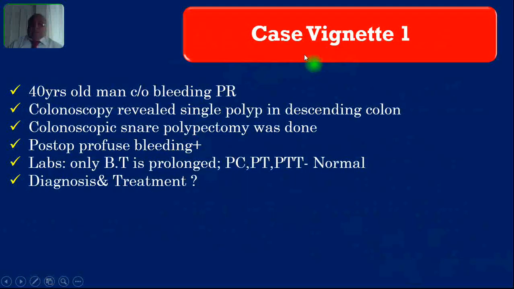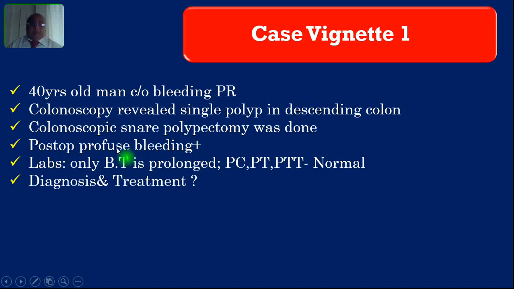So now I am going to show you some case vignettes. So the first case is a 40 years old man came to the hospital with complaints of bleeding PR. So colonoscopy revealed a single polyp in the descending colon. Colonoscopic snare polypectomy was done.